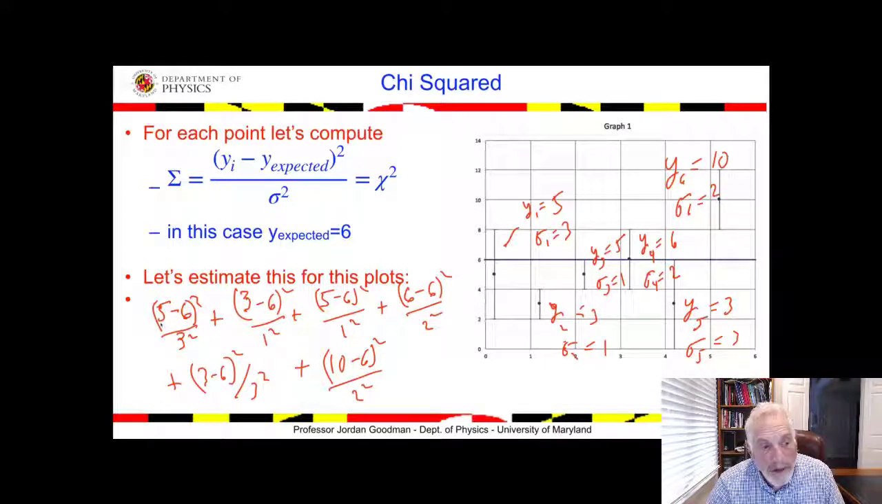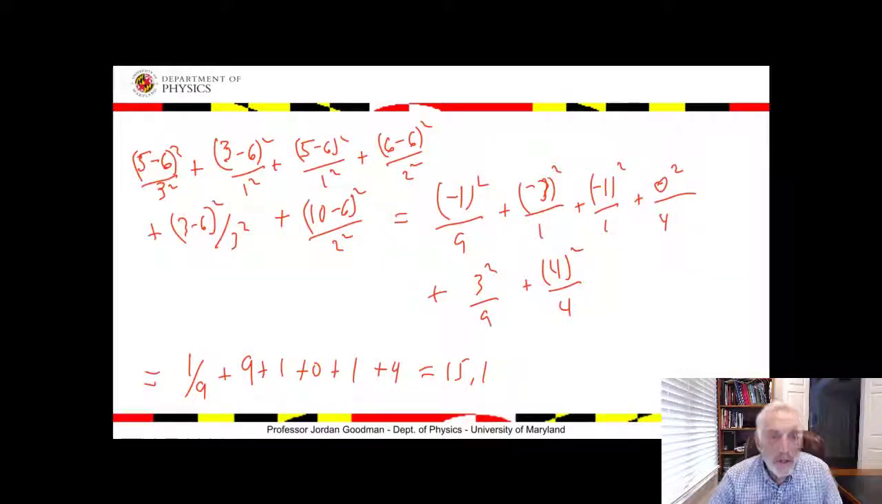So we write down our formula, which in the first case is 5 minus 6, that's right here, squared over 3 squared, because that's what sigma is. The next case we do a value of 3 minus 6 squared, and the sigma for that one is 1, and we do this for all of our points. Again, my messy handwriting, but when you add this all up, the first one you get 5 minus 6 is minus 1 squared over 3 squared, which is 1/9. The second term is 3 minus 6, which is minus 3 squared over 1 squared, which is 9. You do this for all of them, you add them up, and you get 15.1. So chi-squared for this particular plot is 15.1.